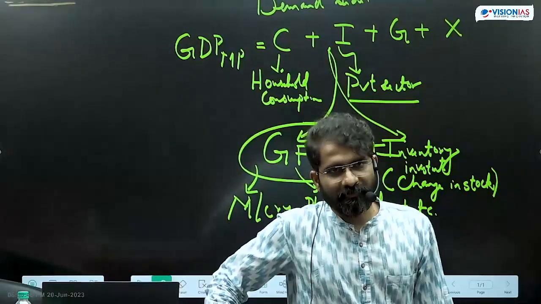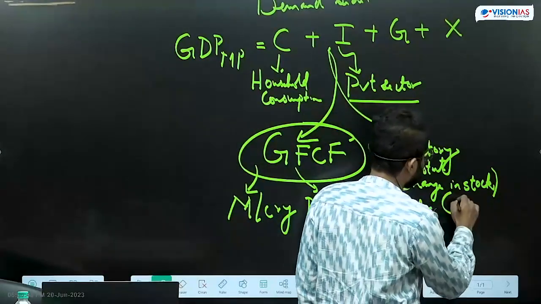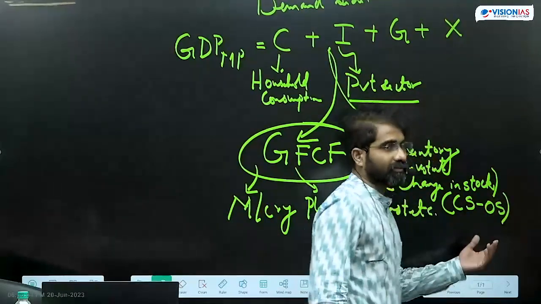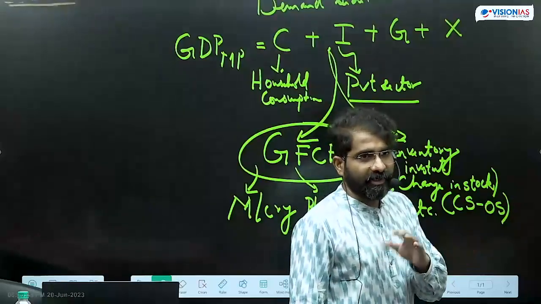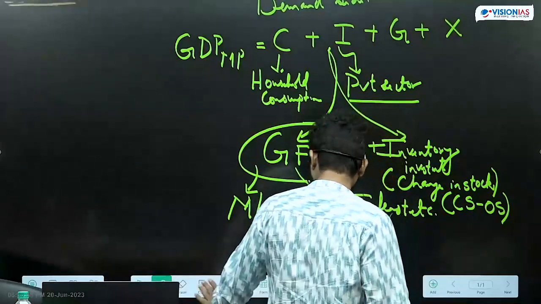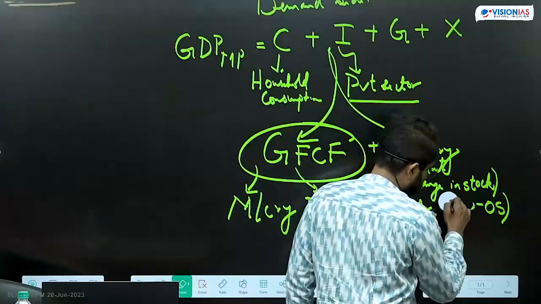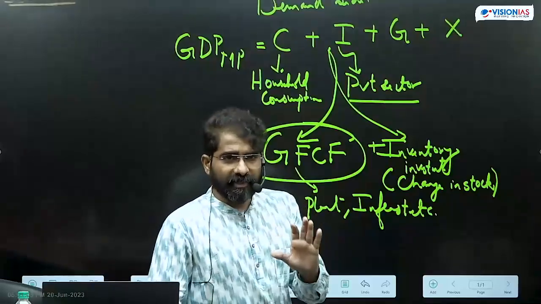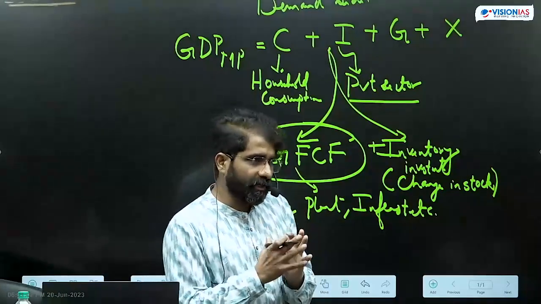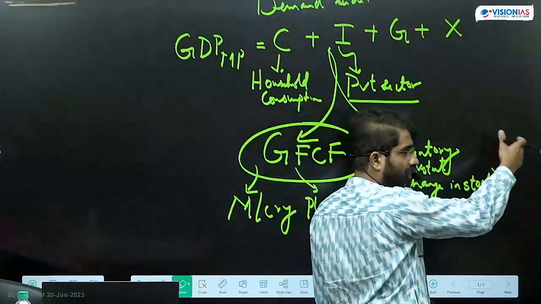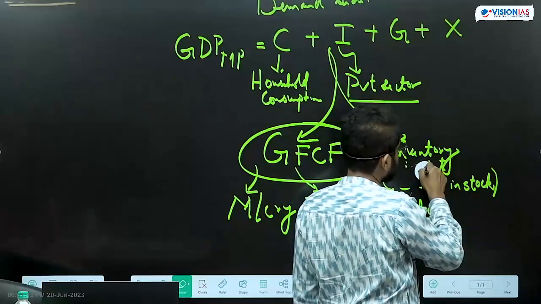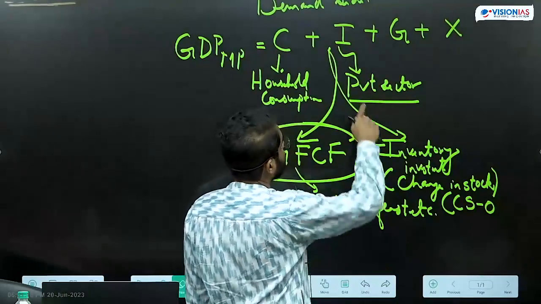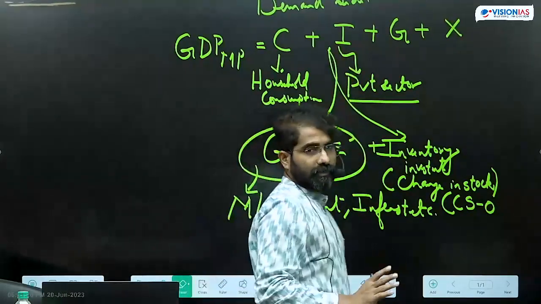Inventory is change in stock. Change in stock is nothing but the closing stock minus the opening stock of the company. Is that clear? Closing stock minus opening stock. So inventory is something like the raw materials, semi-finished goods which the company is holding and which will lead to future output. So inventory investment is also part of I. Is this clear, everybody?